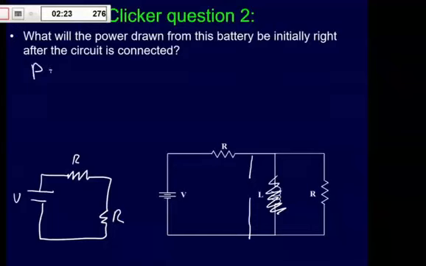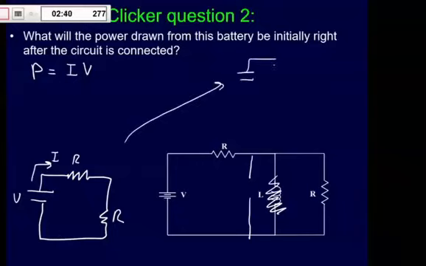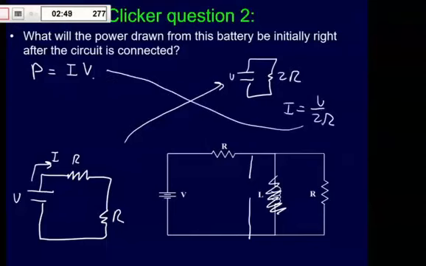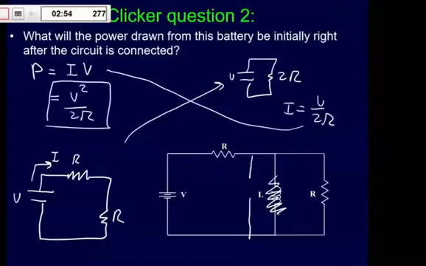So the power drawn from the battery is the current times the voltage. So the voltage is just V, and so we got to find the current. Well, in this case, that's not too bad. The current in this circuit, if you broke this down to the simplest circuit in the world, like we like to do, would be V over 2R. So I plug that in over here, and that gives me V squared over 2R as the initial power after this thing goes.